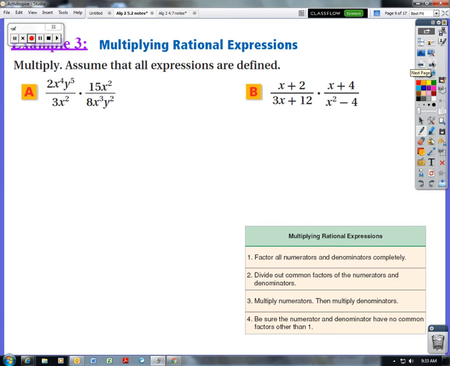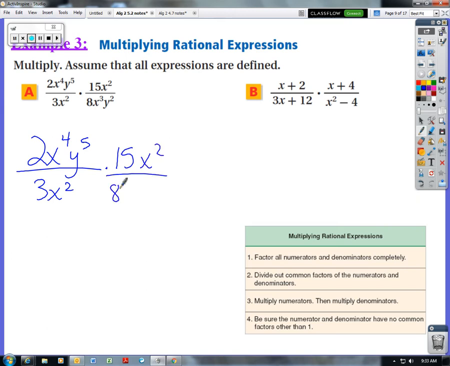Right, now we're going to multiply. So this is example 3. Okay, we have all these things here. I'm going to write it bigger. And essentially we have 3 things we need to work with. We have all the numbers, so the coefficients. We have the x's and we have the y's.